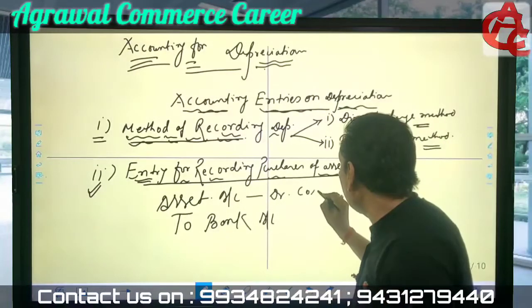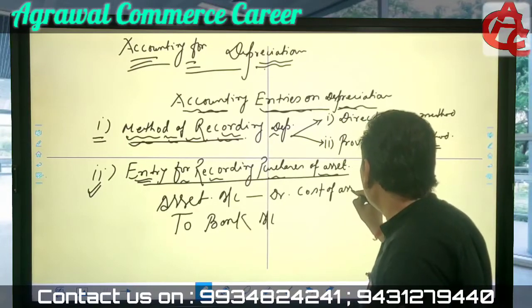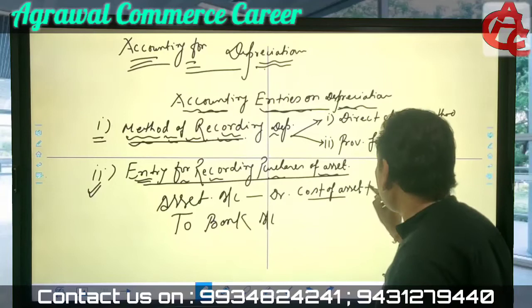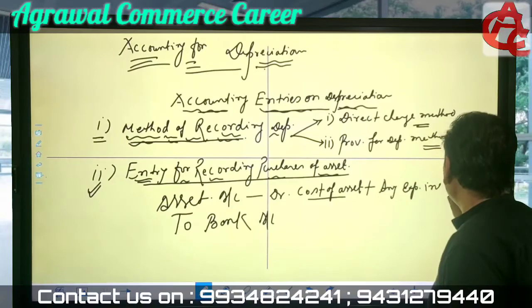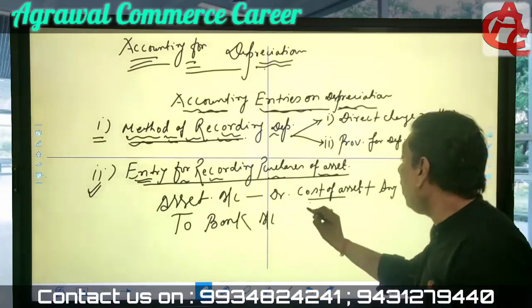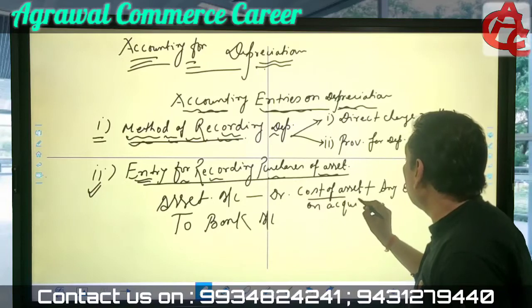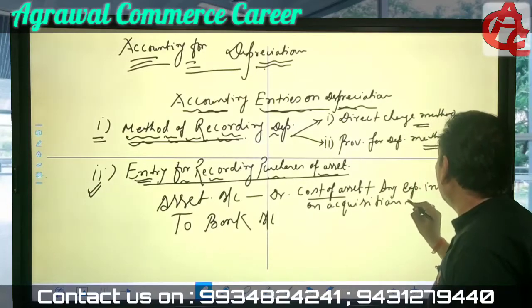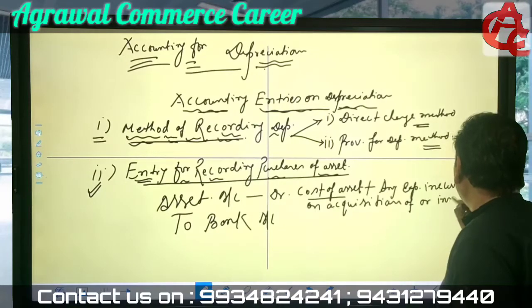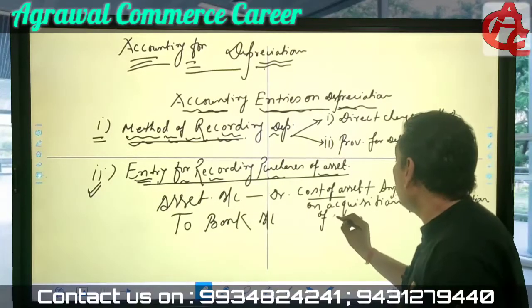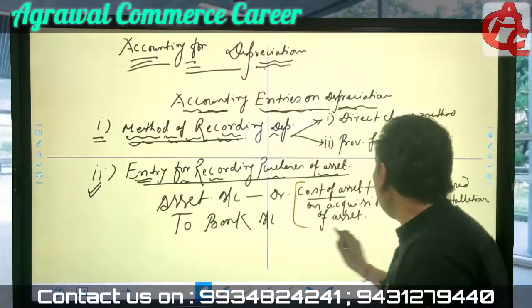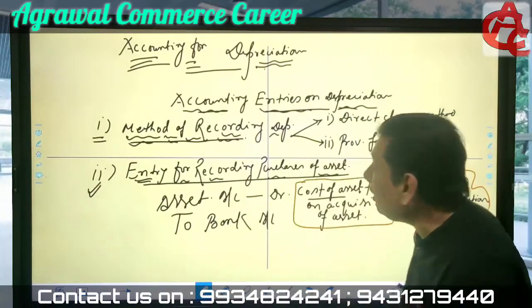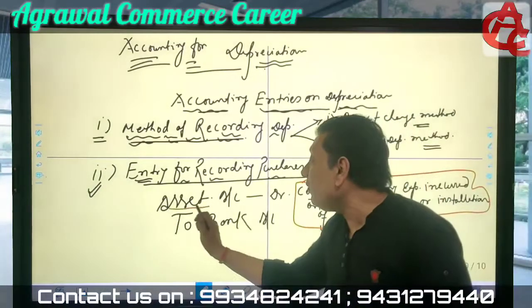Cost of asset plus any expense incurred on acquisition or installation of the asset will be debited. Is it clear now? Is it simple or difficult? Tell me now. Asset account will be debited by which amount?